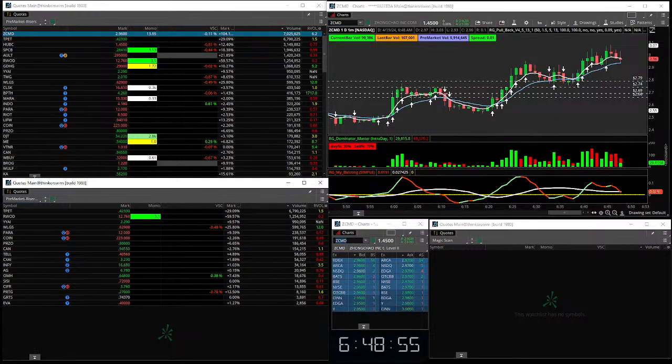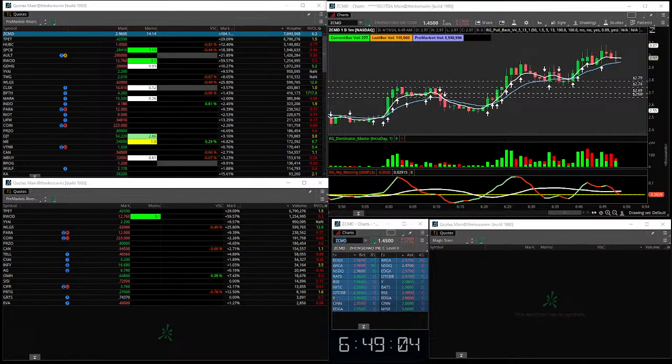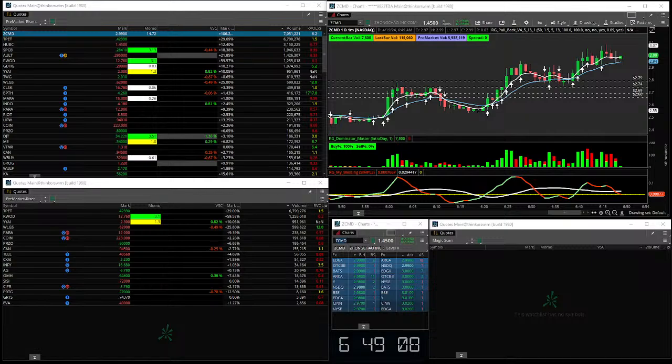Well, we really could use a play. Nothing's moving, except for these pennies. Of course, ZCMD is not really a penny, but it's sluggish in movement.